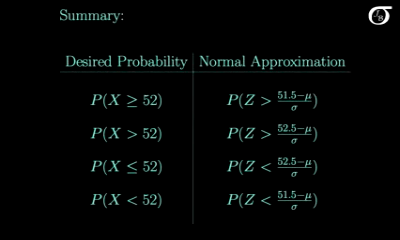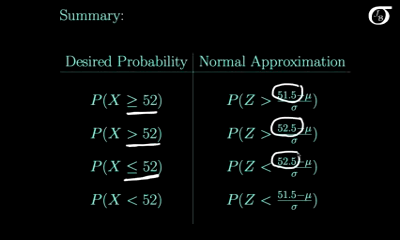So let's look at a summary of what we just did. If I want the probability that x is bigger than or equal to 52, then I want to include all of 52 and go right, which means I should start at 51.5. If I want the probability that x is strictly greater than 52, well, I'm going right, but I don't want to include any of 52, so I should start at 52.5. If I am going left, less than or equal to 52, I want to include all of 52 while going left, which means that I should start at 52.5. And if I'm going strictly less than 52, I want to make sure I don't include any of 52 while going left, which means I should start at 51.5.